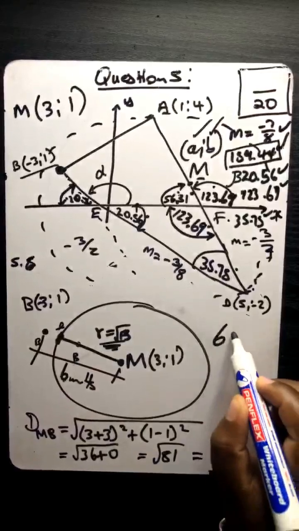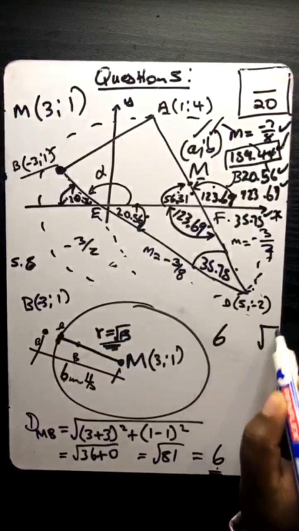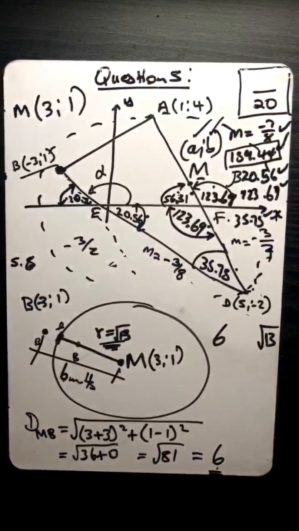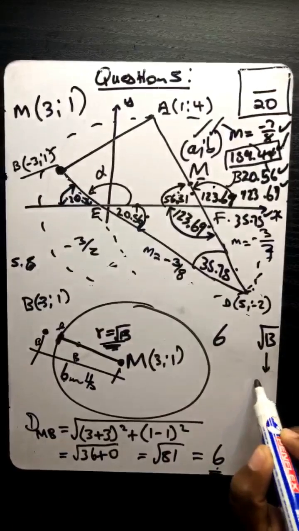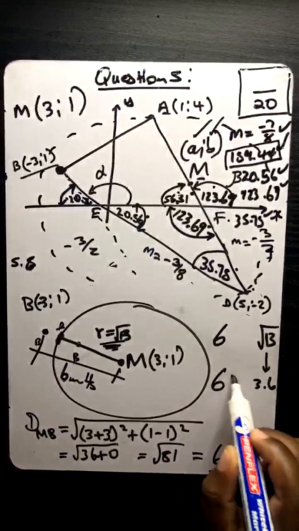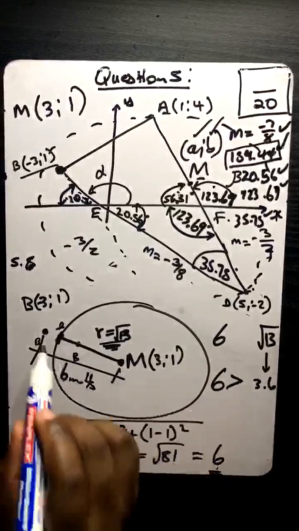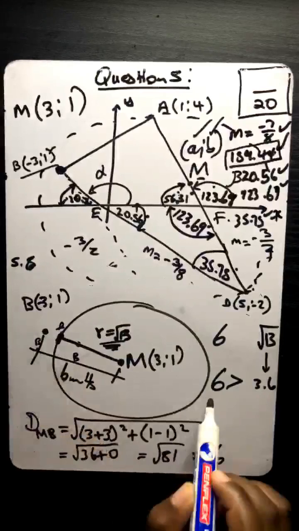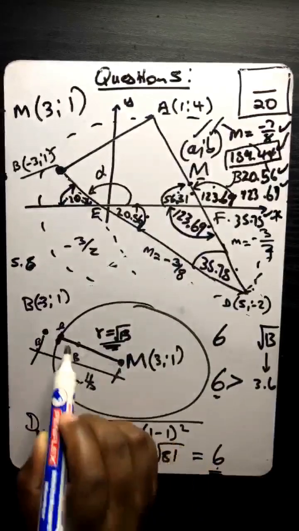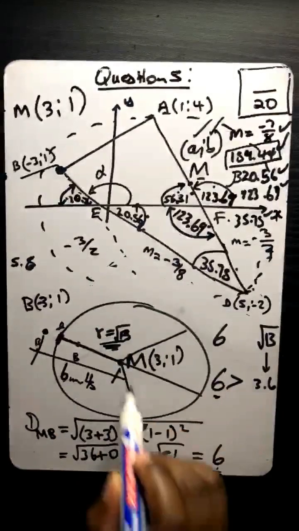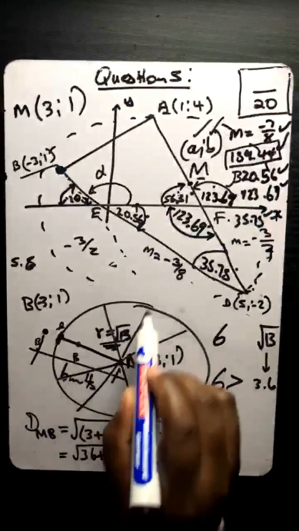Is 6 greater than, less than, or equal to the square root of 13? Let me see what the square root of 13 is. Yes, the square root of 13 is actually 3.6 whatever. So we have 6, which is greater than that. So it actually lies outside, because it's 6 units from M, whereas on that circle the radius is just 3.6. I'm not sure if it makes sense, guys.